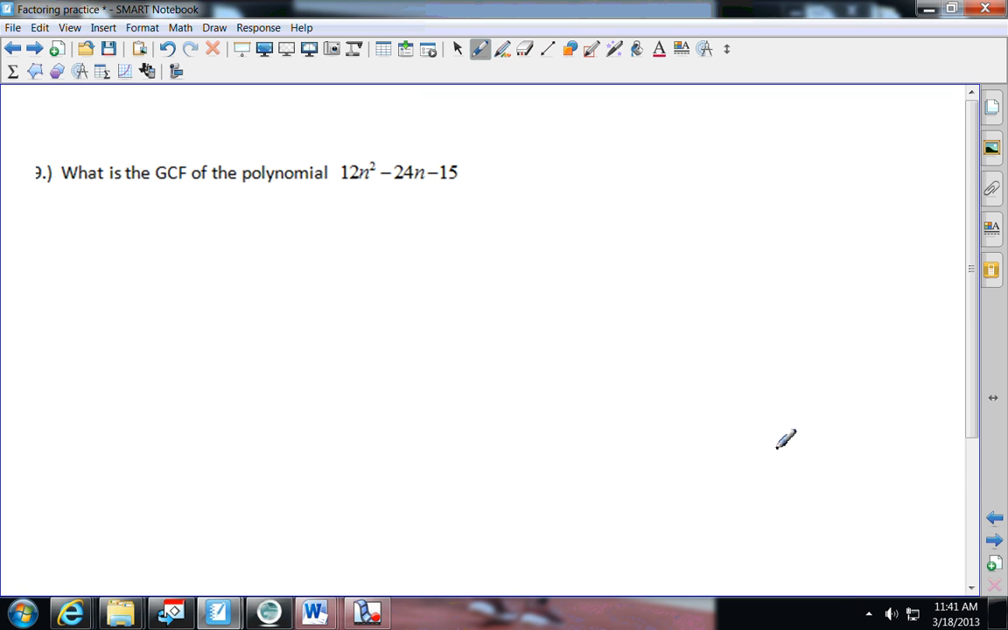Okay, here's the next one. I'm going backwards, and I know that on the paper that you have if you downloaded it. Right now, it says, what is the GCF of the polynomial? Please do that now.